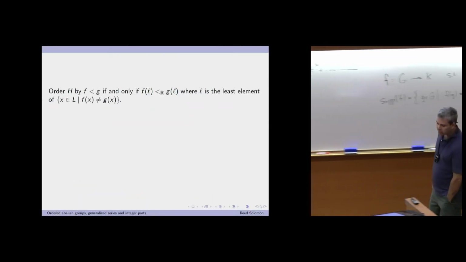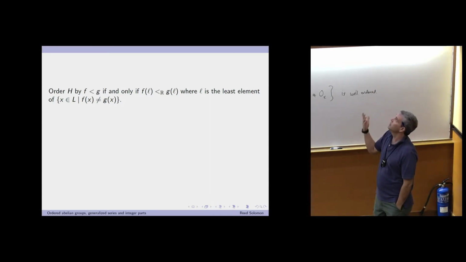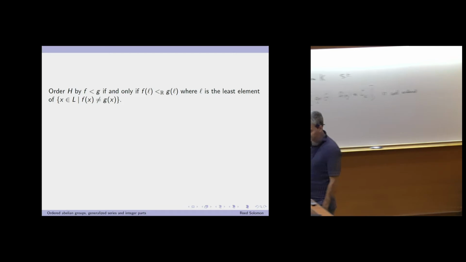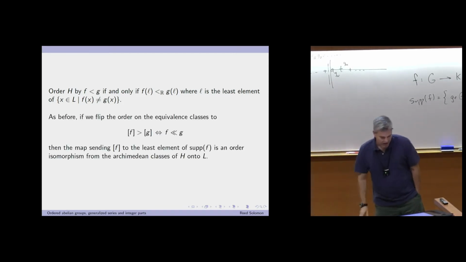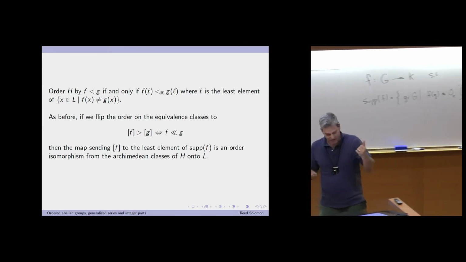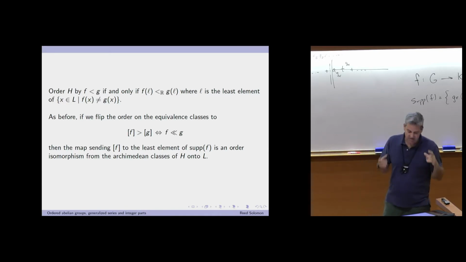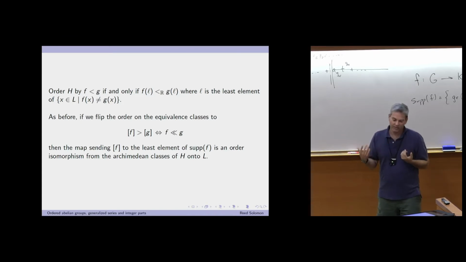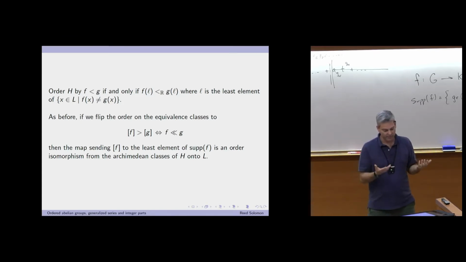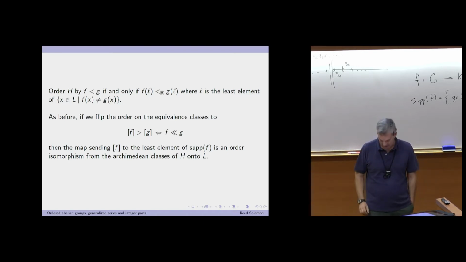And then, of course, we can order this in exactly the same way that we did. F is less than G if and only if we compare them at the least element where they differ as functions, exactly what we did before. And so, as before, if we flip the ordering on the equivalence classes when we're thinking of these as value objects, then the map sending the equivalence class of F to the least element of its support is an order isomorphism from the Archimedean classes onto L. So again, it's making the Archimedean representatives exactly have order type L.